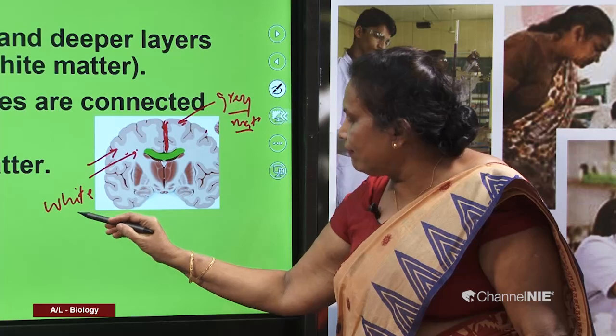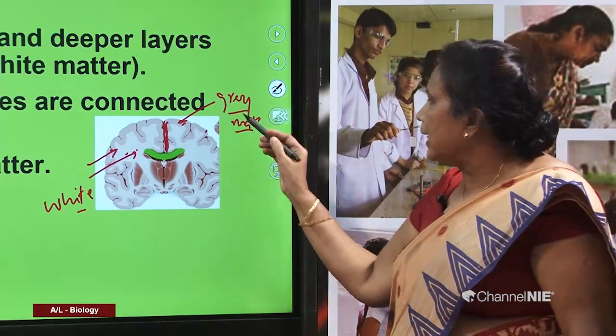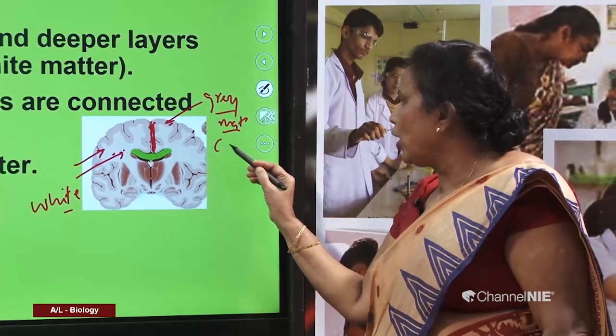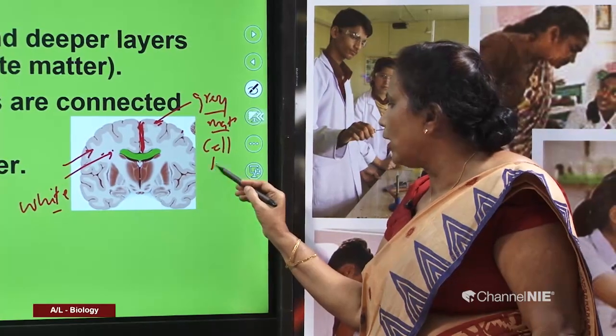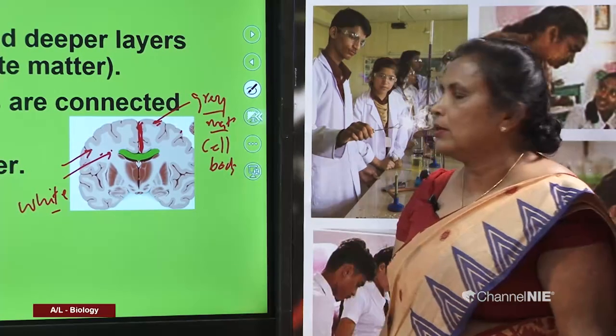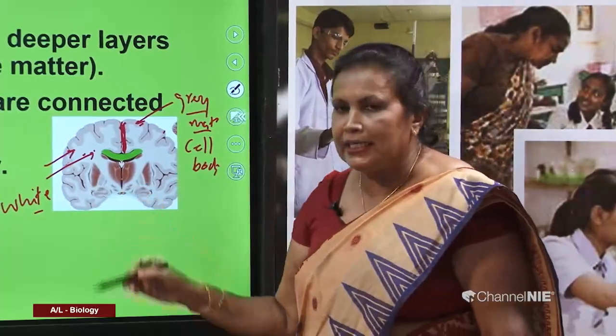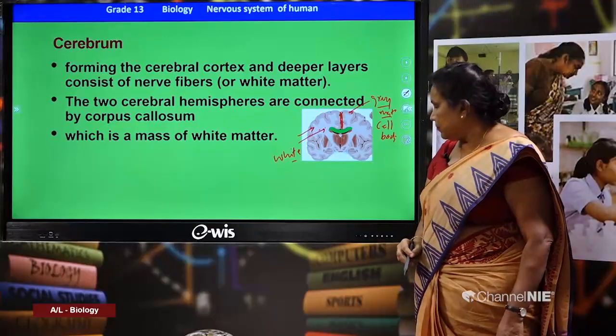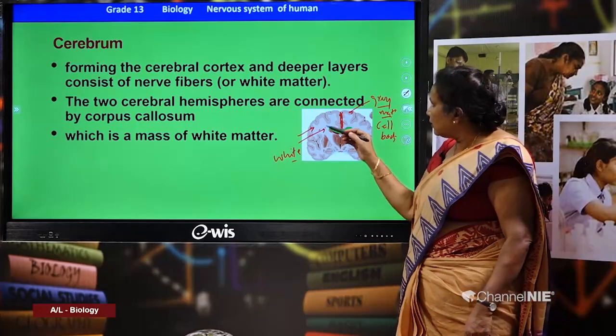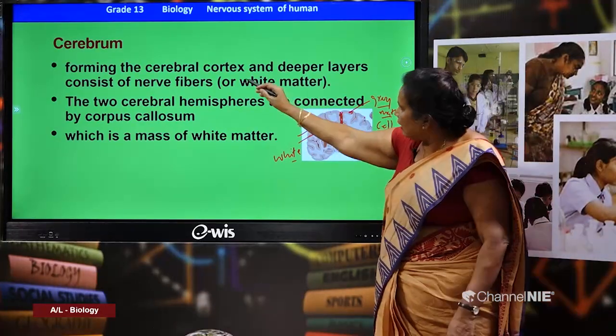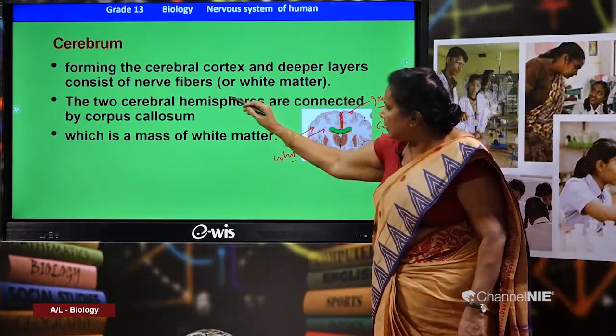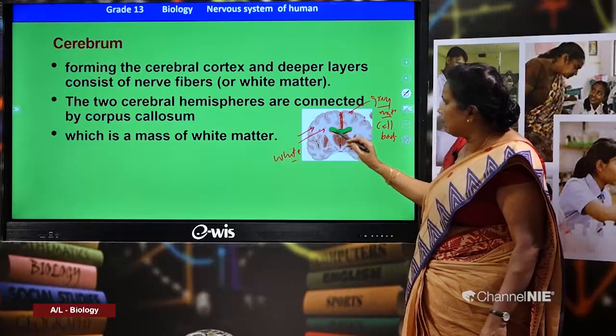This region has white matter. Grey matter contains the cell bodies of the neurons. White matter contains nerve fibers. So, we can see the cerebral cortex, and a deeper layer consisting of nerve fibers, the white matter.